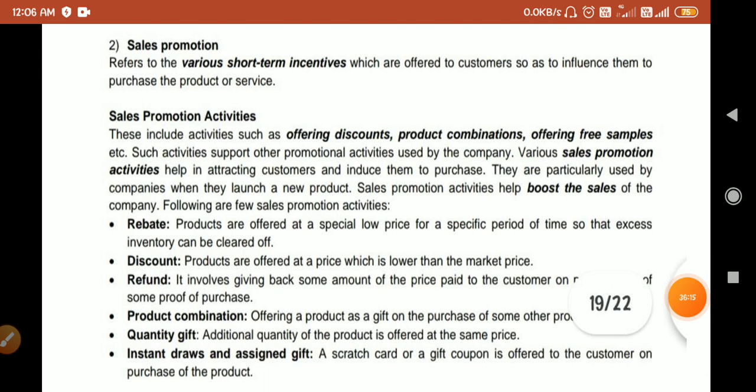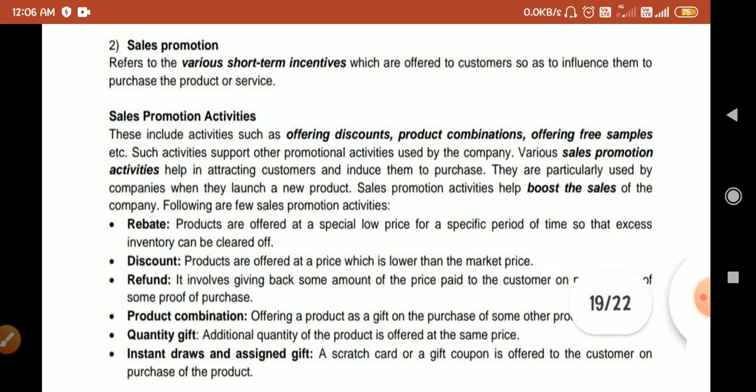Some sales promotion activities are rebate. The products are offered at a special, lower price for a specific period of time so that the excess inventory can be cleared off. Discount, as you know, is a quite familiar term to you.